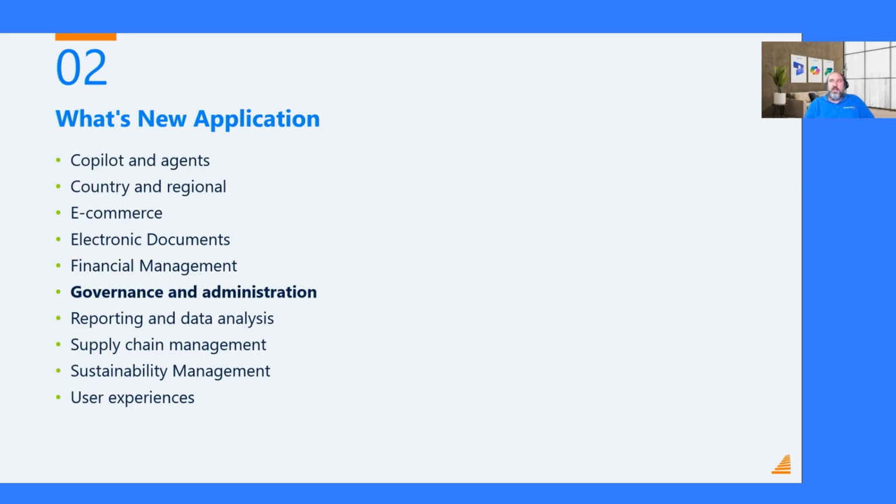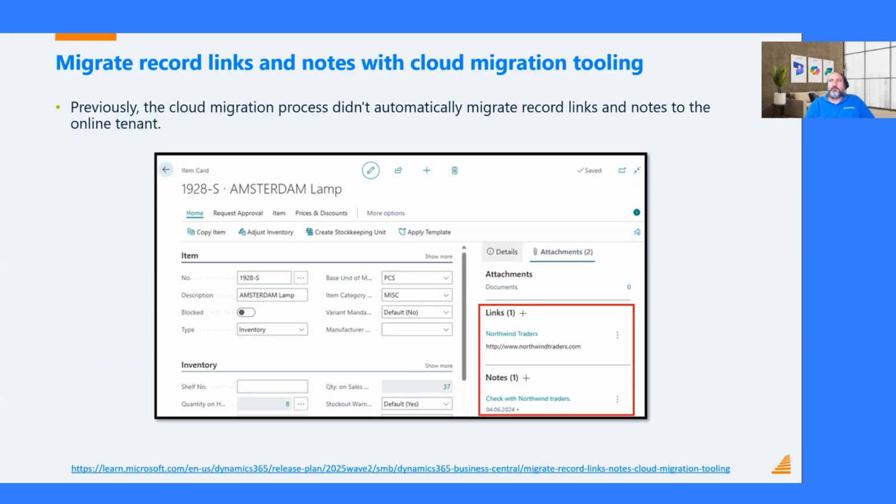Okay, the next one, governance and administration. This is another one that I also announced with version 26, the ability to migrate record links and notes with the cloud migration tool. So in the past, when you ran the cloud migration tool, it would not migrate record links and notes. But now with version 27, hopefully it will actually start migrating the record links and notes as well. We announced this with version 26 as well and it got pushed back to version 27. So hopefully when version 27 comes out, that'll actually be part of the cloud migration tool.